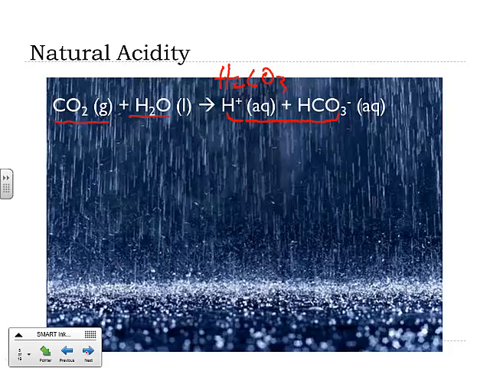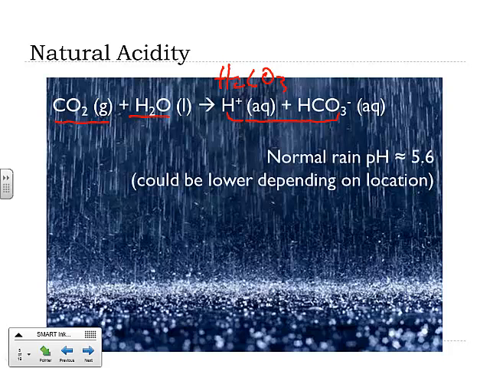Rain is naturally just a little bit acidic. Right? The normal pH of rain is 5.6, isn't it? And if the normal pH of rain is in that 5.6 range, that's lower, more acidic than 7. Rain is not neutral. It could be lower depending on the location. Some atmospheres are naturally a little more acidic than others.